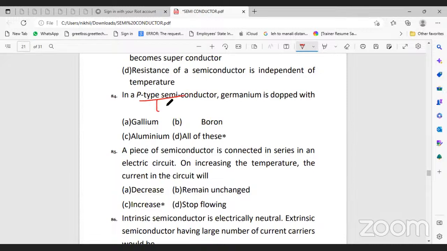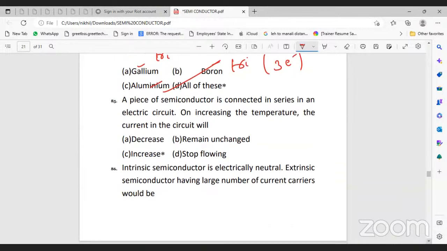P-type semiconductor means it should be a trivalent. Gallium is possible. Boron, aluminum, all of this. Because all are trivalent. It contains 3 electrons in the outermost orbit.